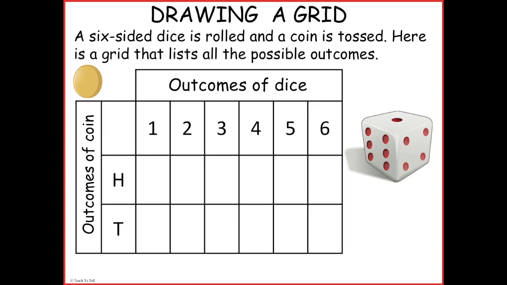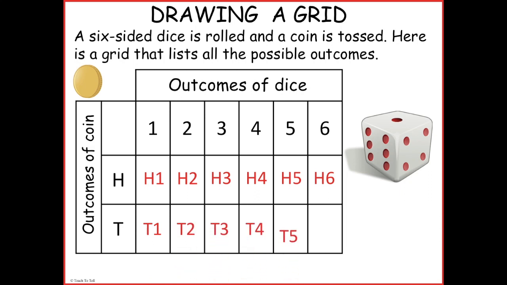You can also do the same activity using a grid, and you can list all the possible outcomes. So my coin, heads and tails, and the 6 possible outcomes for the die. So I could toss a heads and roll a 1, 2, 3, and so on. And the same can happen for tails.